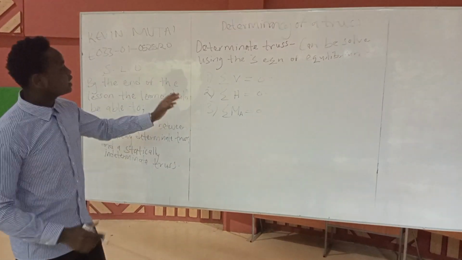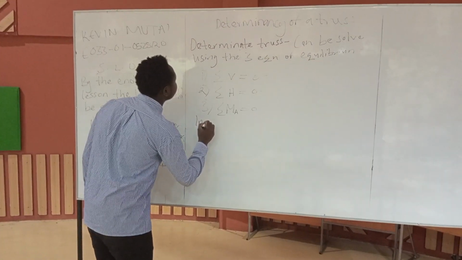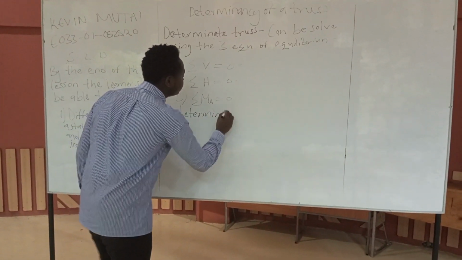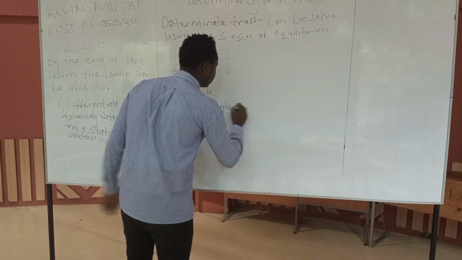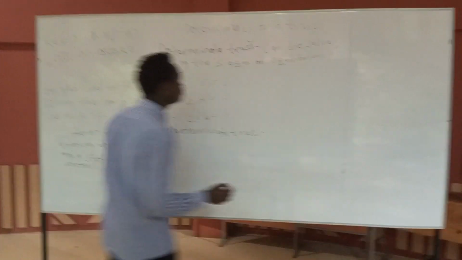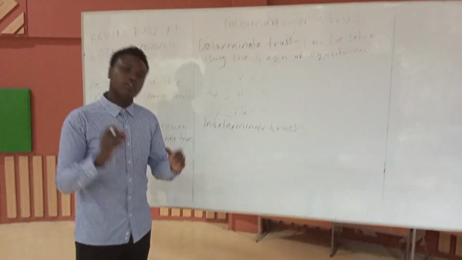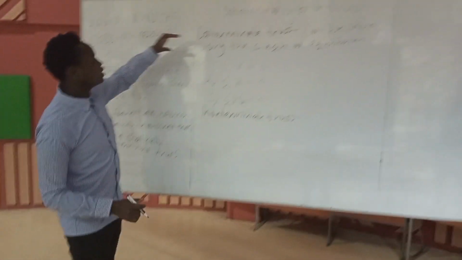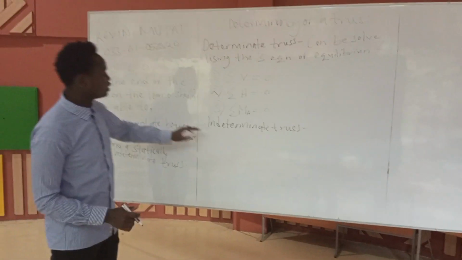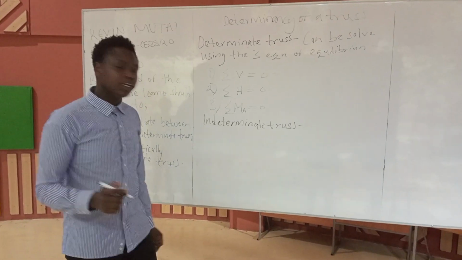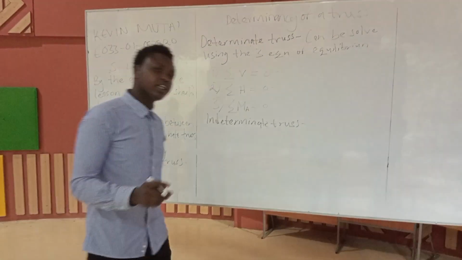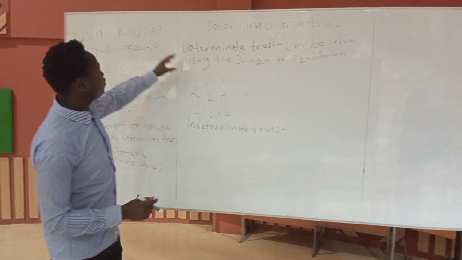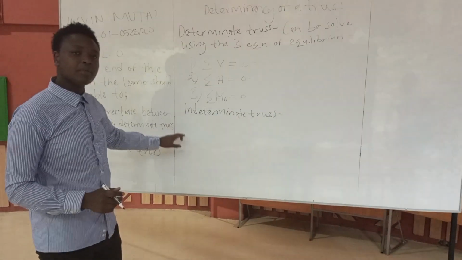So a statically indeterminate truss is a truss which cannot be solved using the three equations of equilibrium. So we've already known what a determinate truss and an indeterminate truss is. Next, I'll be taking you through the formula to determine if the truss is determinate or indeterminate.